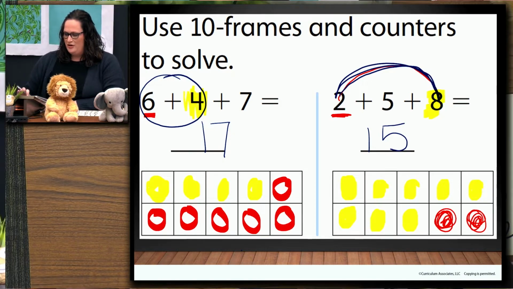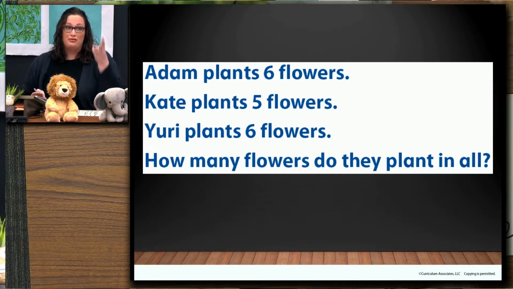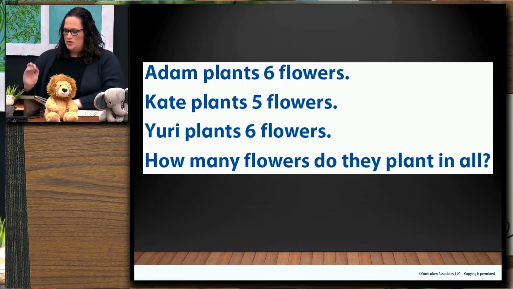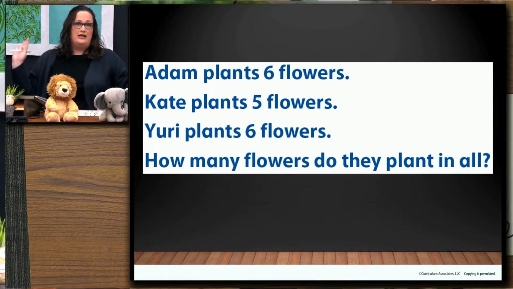Okay, Mr. Kevin, are you ready? Almost. Oh, perfect. Well, we're going to read through this first because it's a story problem. So we have to do it 3 times because strong mathematicians read story problems 3 times to understand them. So Adam plants 6 flowers. Kate, don't be writing anything. Put everything down. You don't need to solve right now.